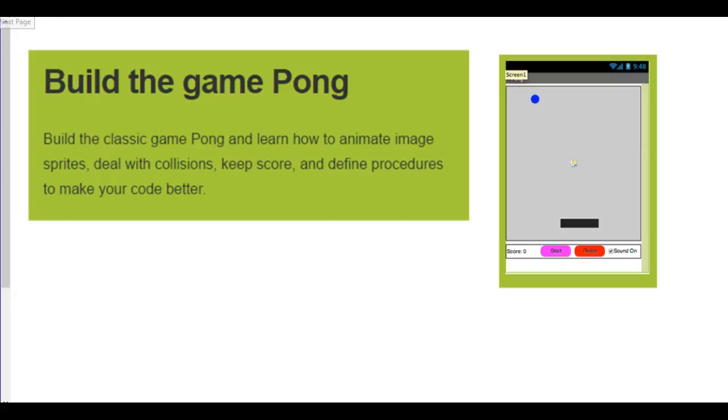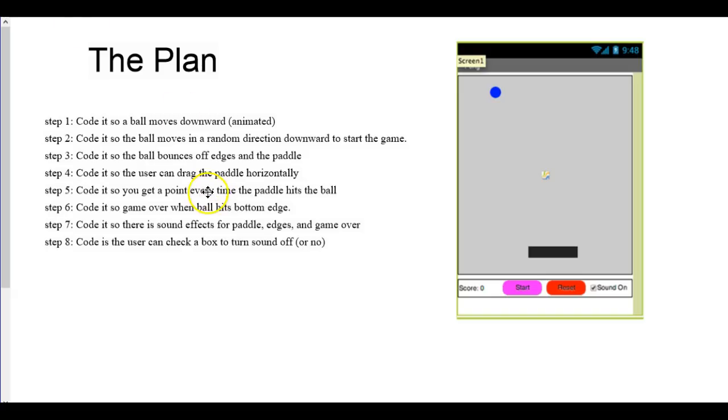So the basic mechanics of the game we shouldn't have to talk about, but essentially we need to code it so the ball moves downward. We need to code it so the ball moves in random directions downward to start the game. The ball has to bounce off the edges and the paddle. The user has to be able to drag the paddle horizontally with their finger. You need to get a point every time the paddle hits the ball. You need to make it be game over when the ball hits the bottom edge. And we need to code in some sound effects for the paddle, the edges, and game over.